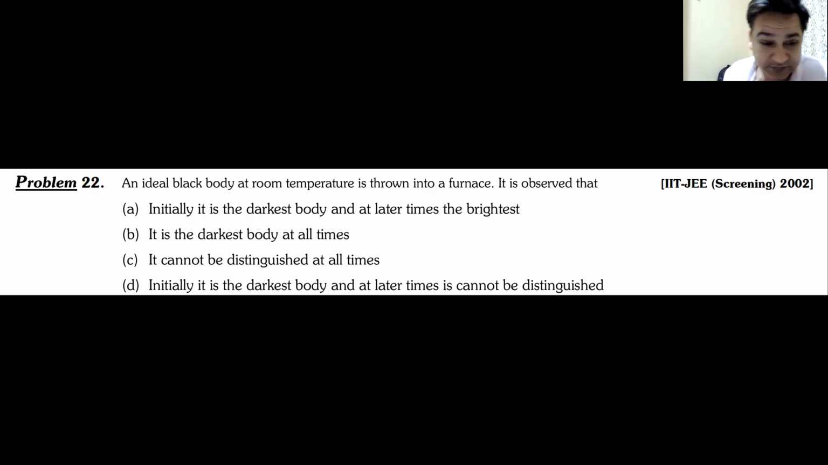How will you solve this question if you had to solve it? Again, you must understand that whatever question comes in a JEE, it will not be straight. Sir, initially it is the darkest body, and later it's the brightest. What makes you think so? Option A. Okay, option A. Initially, it is the darkest, and at later times, the brightest. Yes, sir. Okay.